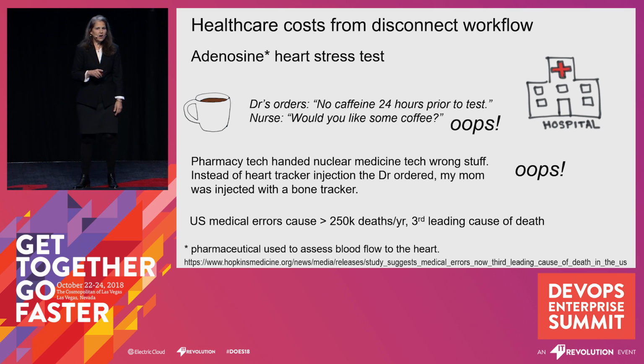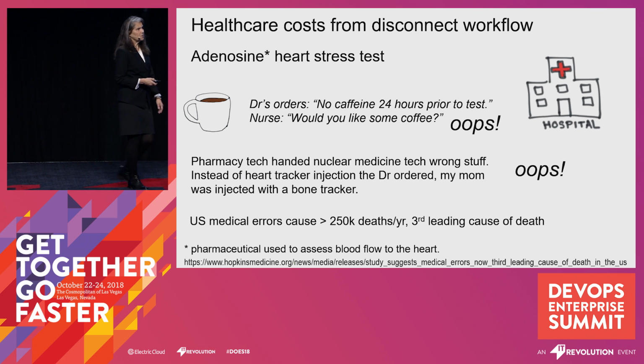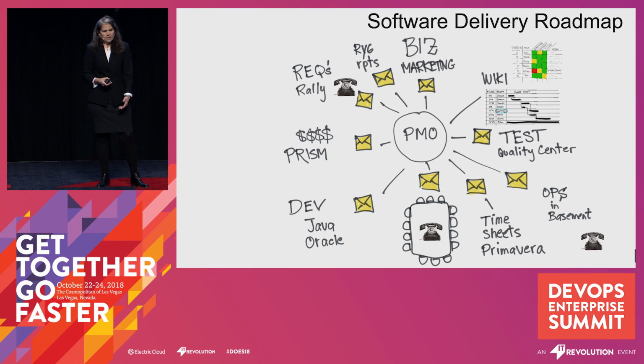Medical errors cause more deaths. They're the third leading cause of death in the US. According to this Johns Hopkins report, we've got over 250,000 deaths per year due to medical errors. And we see a similar thing in IT sometimes. This was the situation when I worked at a large telecom back during the original rollout of the iPhone.